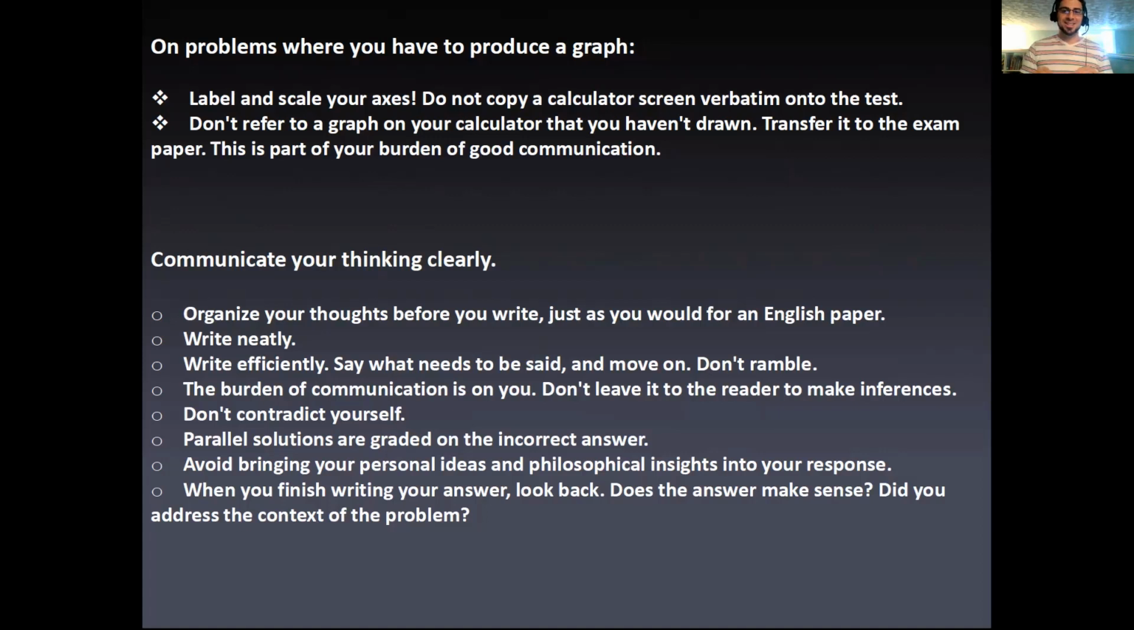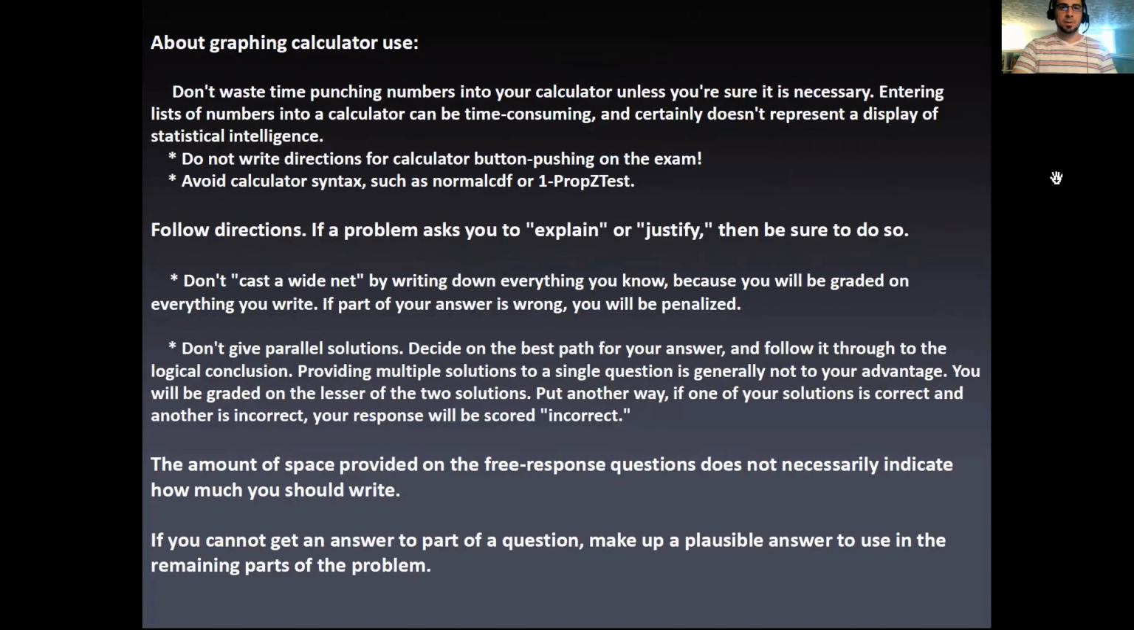That doesn't matter in statistics, and you don't want to get into it. It just clouds your communication. When you finish writing your paper or your answer, look back. Does it make sense? Does it flow? Does it address the context of the problem? That's another big thing: I will see students write up a summary or a conclusion, and it doesn't have any context in it. So that's another important thing.